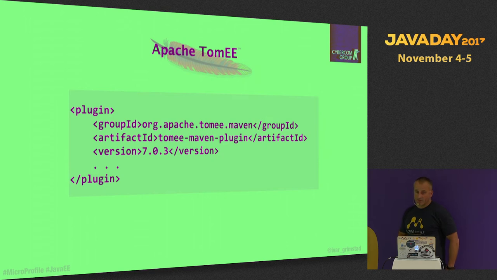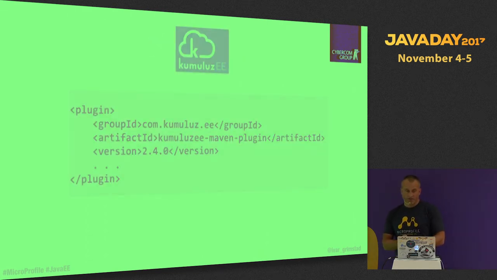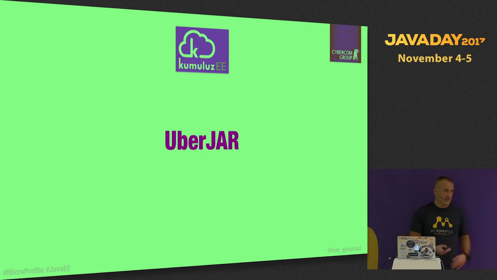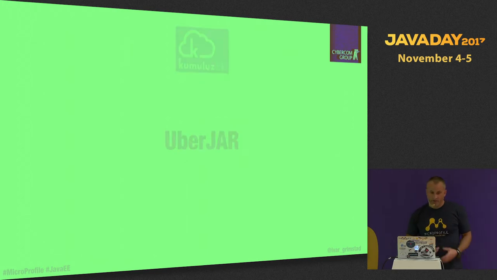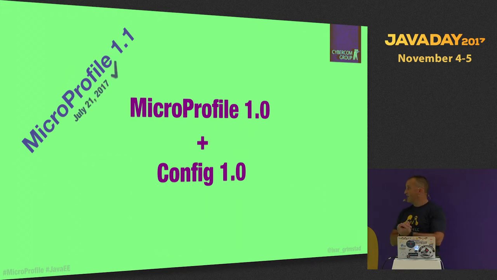And Tommy is exactly the same. You just create a war file, activate the Tommy Maven plugin, and you get an Uber JAR deployable war out of it. For Cumulus, they have the Cumulus Maven plugin you add to the picture, and you get an Uber JAR out of it. You can probably get a war file as well, but that's not what they've done with their plugin. So that's 1 year ago. This was 1.0. So now we're going to look at a little bit more current things, and that is MicroProfile 1.1. That was launched this summer, and MicroProfile 1.1 is MicroProfile 1.0 plus configuration.